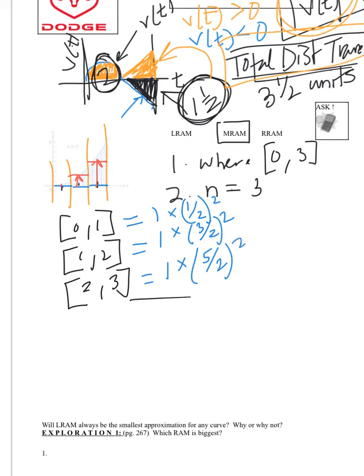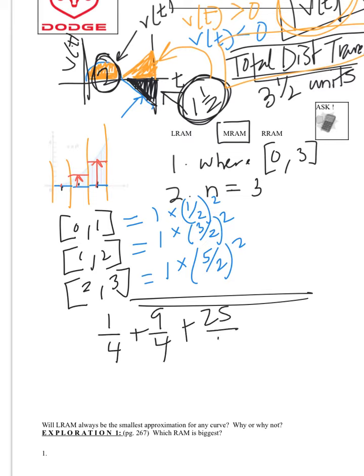A smart way to communicate to your AP reader is to show them, yep, I'm getting 3 rectangles, but now I'm going to just add them up. Being that each base is 1, all I'm going to do is square the function. So 1/2 squared is 1/4 plus 9/4 plus 25/4, and that would be my approximation. Approximately that space between the curve and the x-axis would be found by adding those 3 values together.